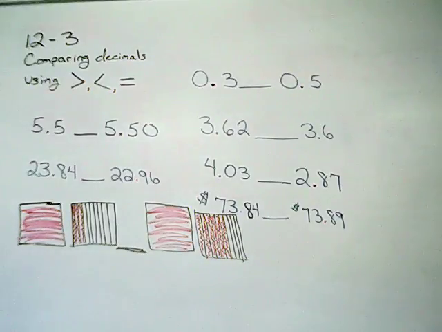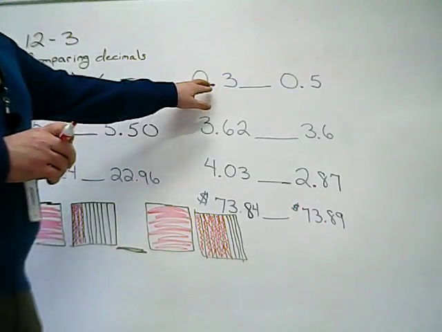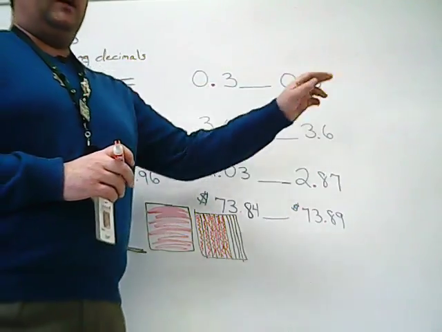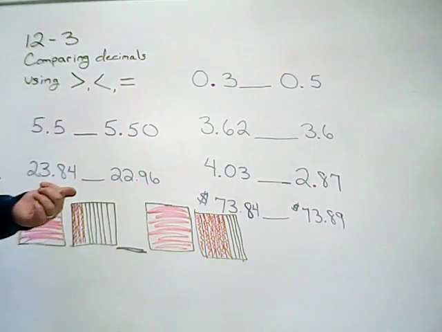Hey everybody, welcome back to Chapter 12. Today we're going to talk about Section 12-3, comparing decimals using greater than, less than, or equal to. Pretty similar to just doing a regular whole number when we compare those using greater than, less than, or equal to, except all we're going to do is have a decimal point and a few more extra place values to talk about. Some things to keep in mind before we get started.